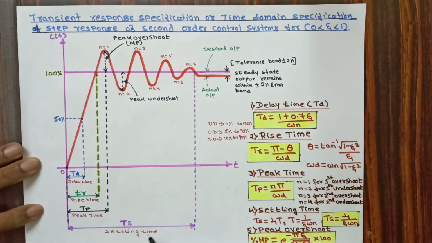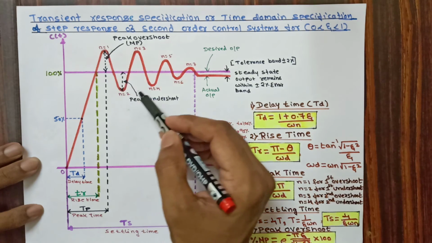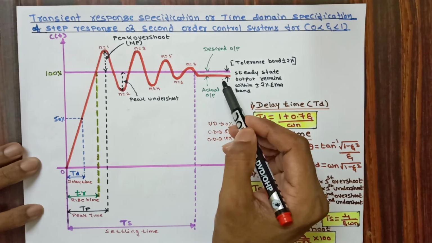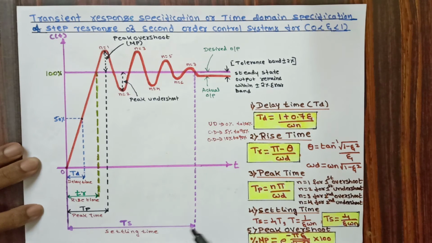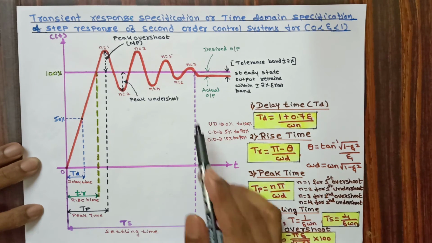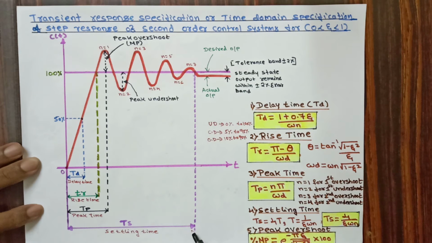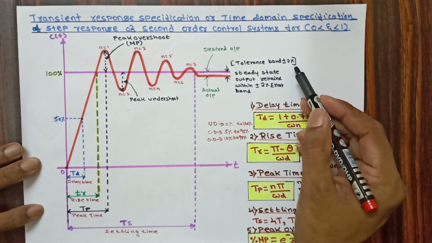So next is settling time. This is defined as the time required for the response to decrease and stay within a specified percentage of the final value. That means you can see that after passing through a certain period, the output settles. So the time taken for the output to settle is called settling time and is denoted by Ts. In this you can see that Ts is equal to 4 times the time constant, where time constant is equal to 1 divided by zeta into omega n. This 4 times the time constant is taken for tolerance band of plus or minus 2%.